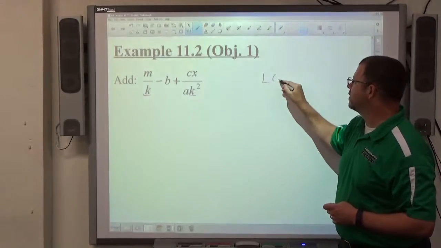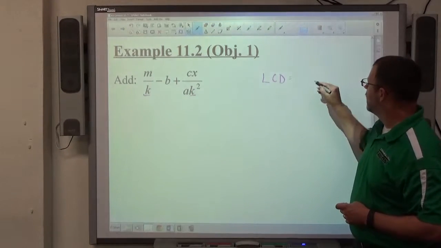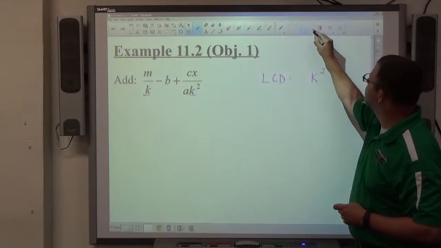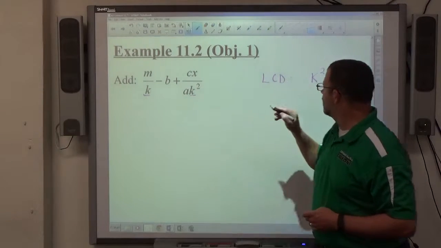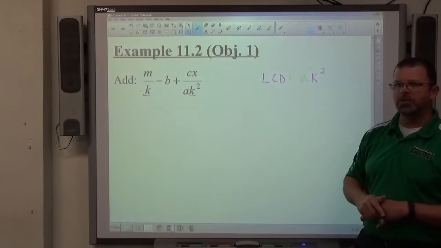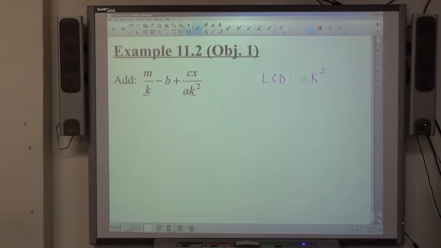K is a prime number because it can't be broken down. Its highest power is 2. A is a prime number because it can't be broken down. Its highest power is 1. So ak squared is the least common denominator of this problem.